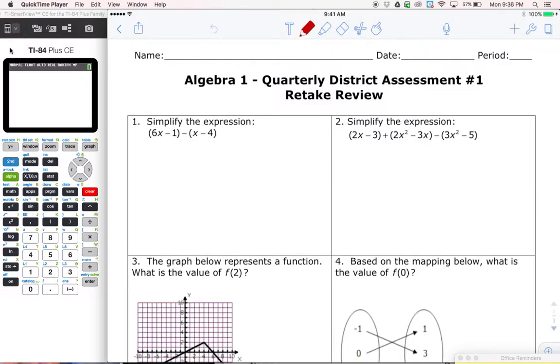All right, we're doing our quarterly assessment number 1. This is the retake review. All right, let's go ahead and jump in. Problem number 1, simplify the expression.